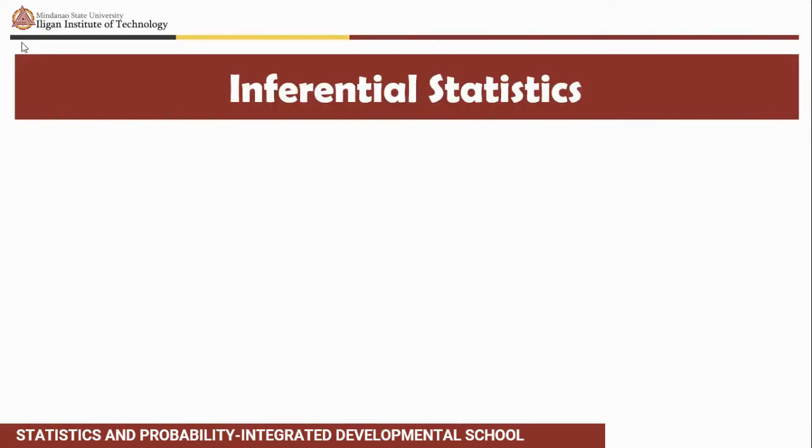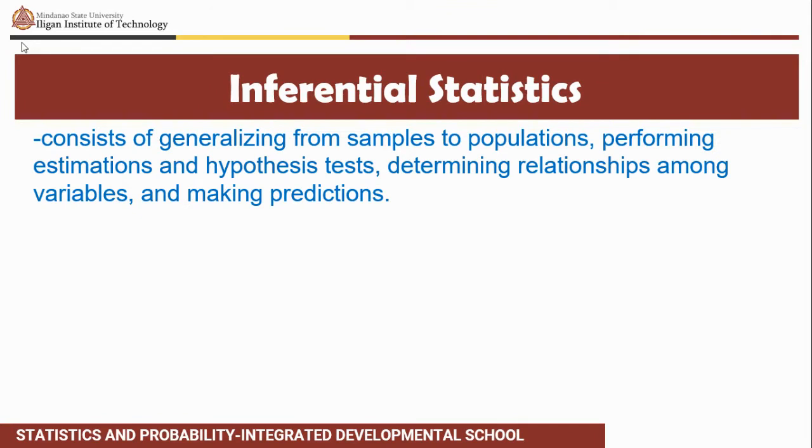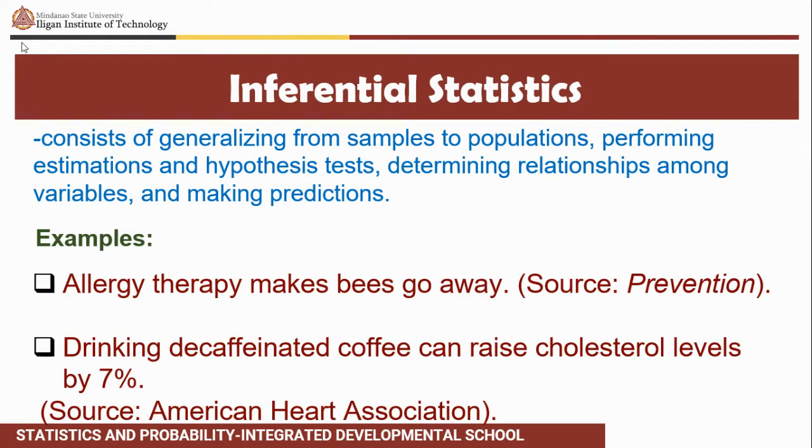Now, we will proceed on inferential statistics. Inferential statistics consist of generalizing from samples to populations, performing estimations and hypothesis tests, determining relationships among variables, and making predictions. Example, allergy therapy makes bees go away. Drinking decaffeinated coffee can raise cholesterol levels by 7%. These two statements here are considered as inferential statistics. These two statements show that it is inferential statistics. It is because it needs to be investigated.